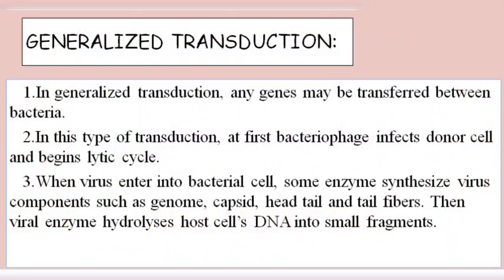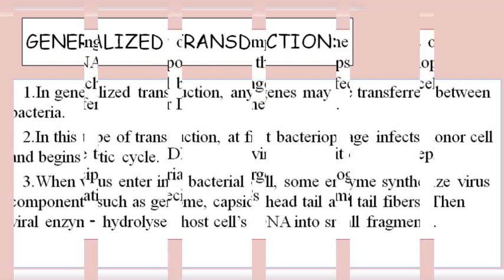Generalized transduction. In generalized transduction, any genes may be transferred between bacteria. In this type of transduction, at first, the bacteriophage infects the donor cell and begins the lytic cycle. When the virus enters the bacterial cell, some enzymes synthesize the virus components such as genome, capsid, head, tail, etc. Then the viral enzyme hydrolyzes the host cell DNA into small fragments.